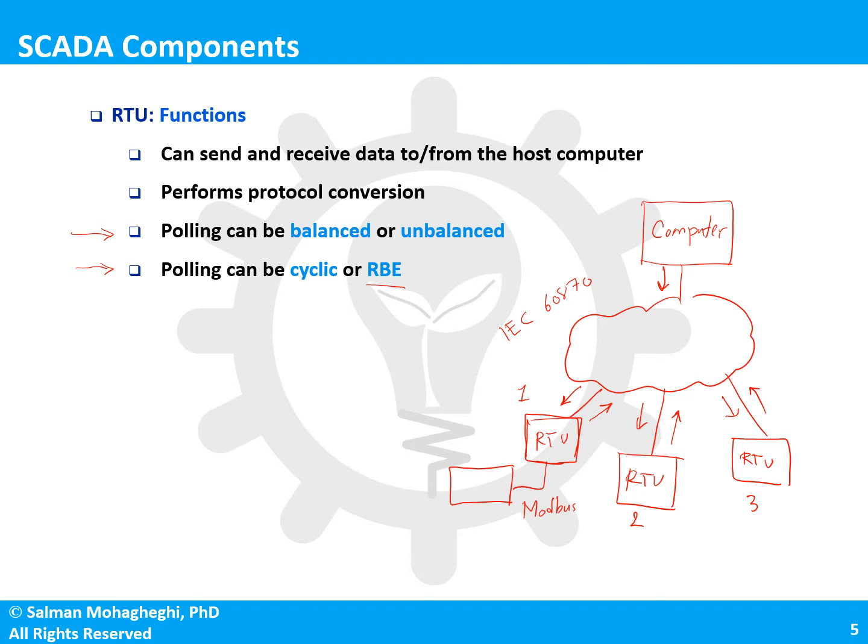Instead, what you can do is ask the device to report a change in status to you. So this means that you would have to have a balanced approach, meaning that the RTU can initiate communication if it has something new to report, and you can combine a balanced approach with the RBE polling approach.